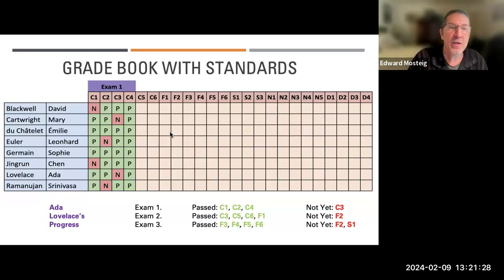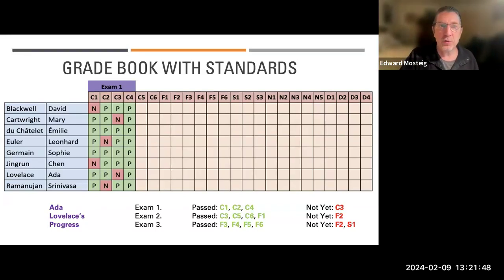So you can see here are the marks that everybody got, a P or an N on exam 1 for those 4 standards. Here at the bottom, I'm just making a note for us to see what has Ada Lovelace done so far. So exam 1, you can see she passed C1, C2, and C4. So that's right down here, but not C3.